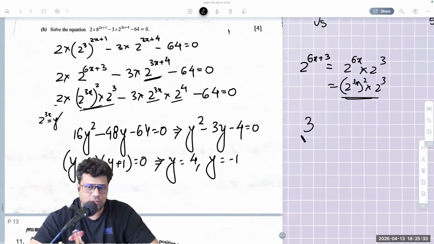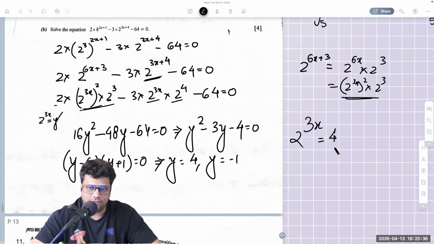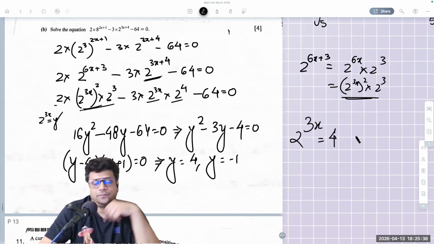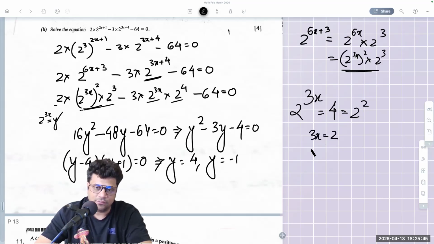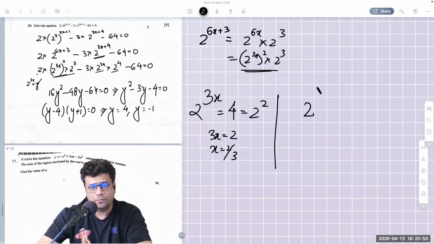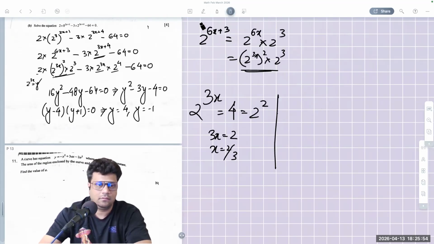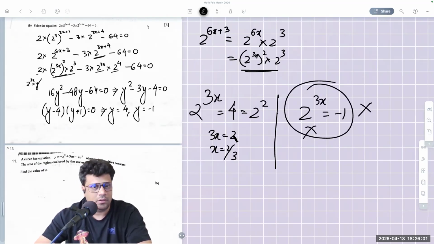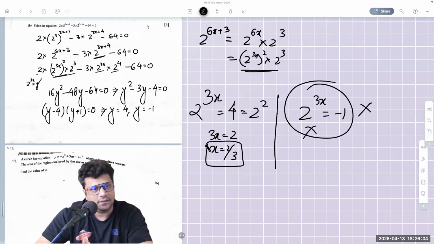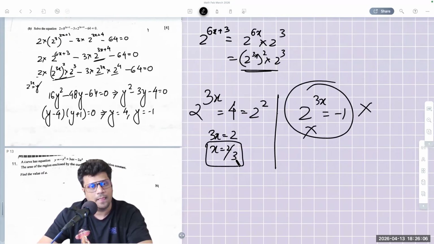So 2 to the power of 3x is 4. That's 2 square. So 3x is 2. So x is 2 by 3. Or 2 to the power of 3x is minus 1, which can never be true. So that's it. That's x equal to 2 by 3 is your answer.